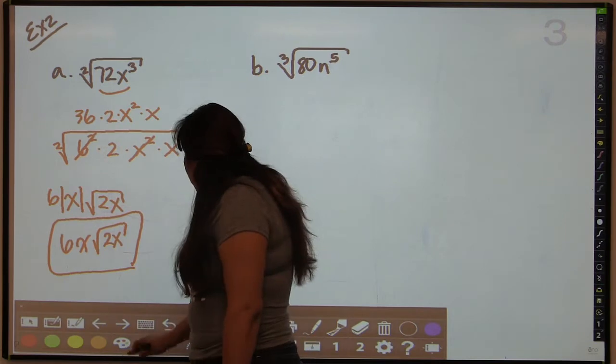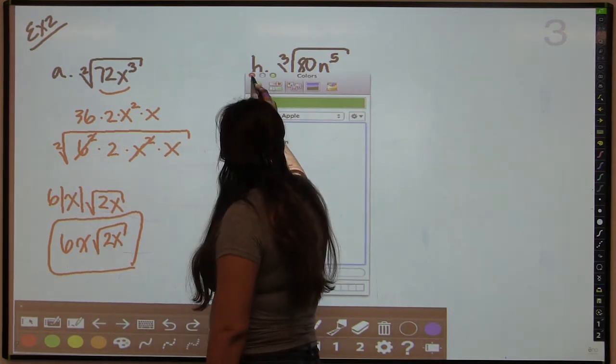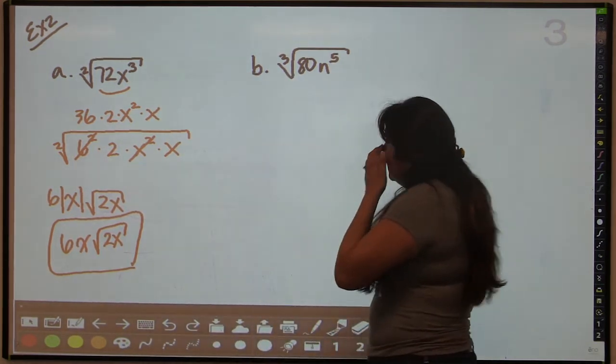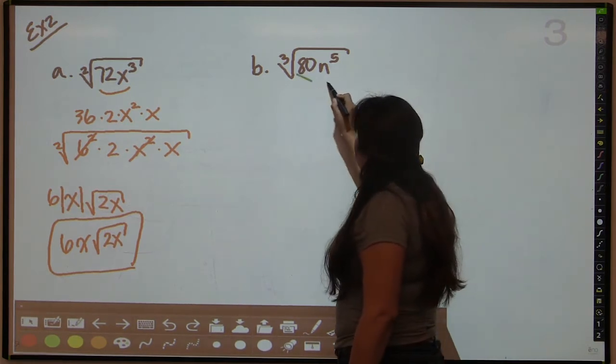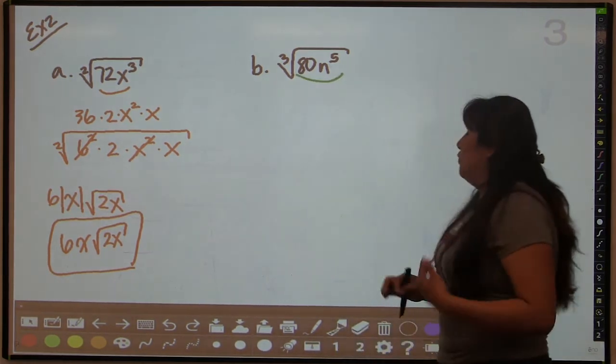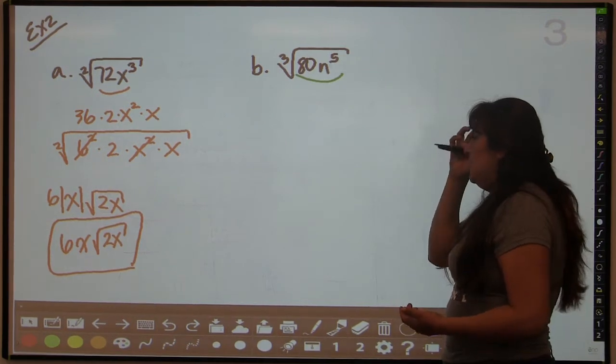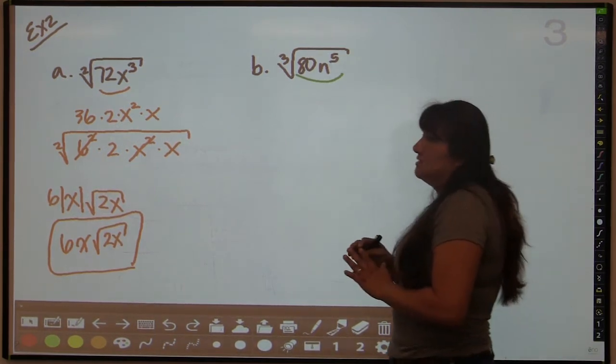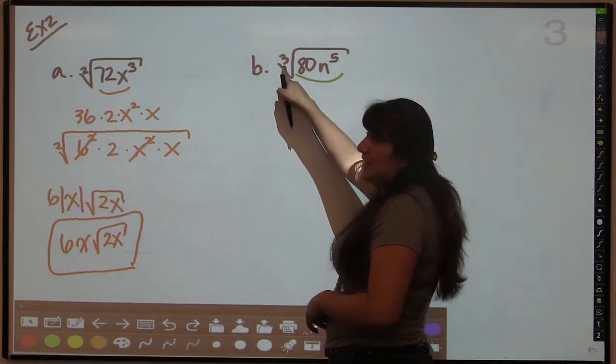Awesome. Then we're going to come over here and do another example. Again, same goal. We want to take the radicand, which is this piece, and rewrite it. So we're going to factor it into something that has an exponent of 3 because this index is a 3.